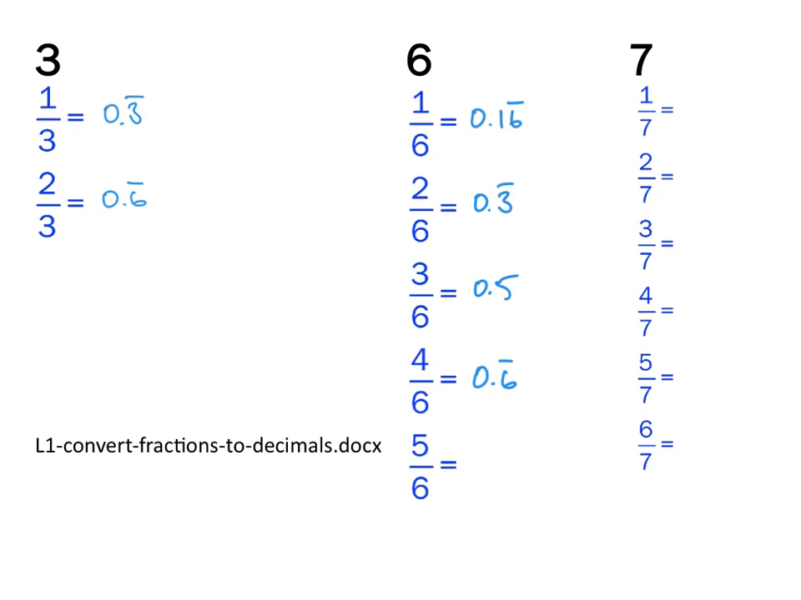Great. And then we have 5 out of 6. Now, 5 out of 6 is a little trickier. It's 0.83, and the 3 repeats. So it's 0.8333333. Okay?